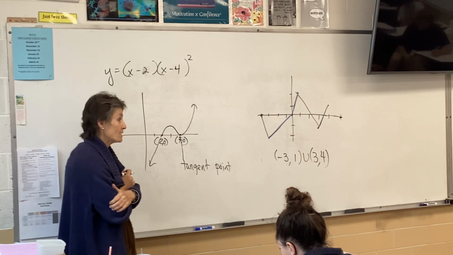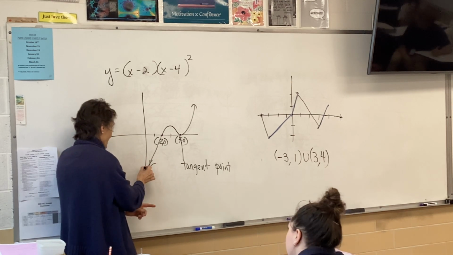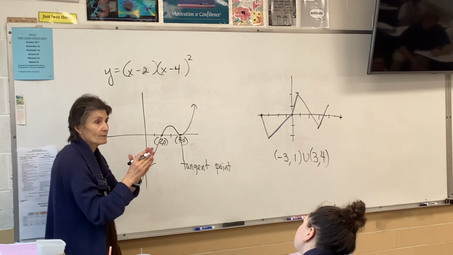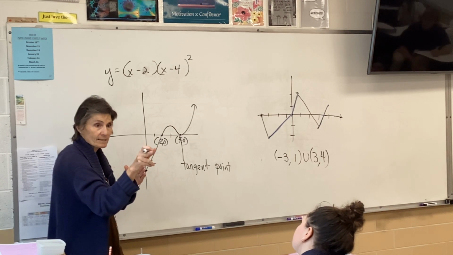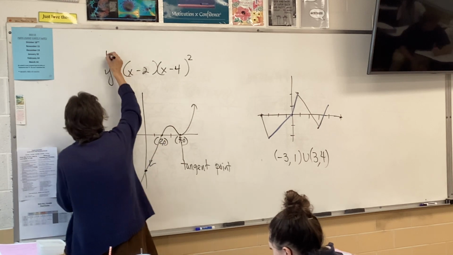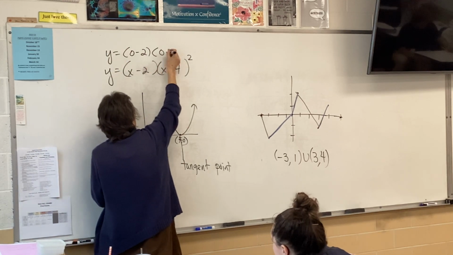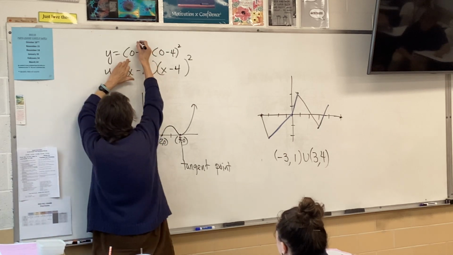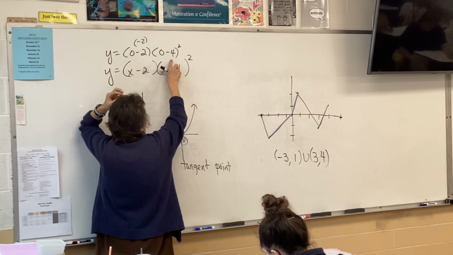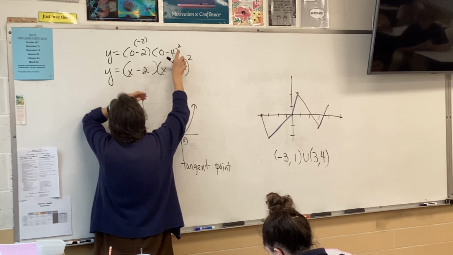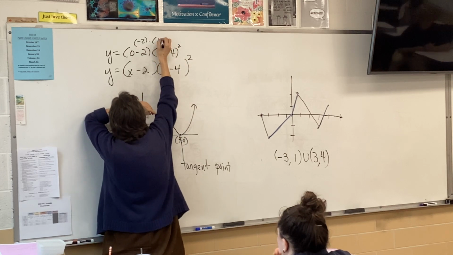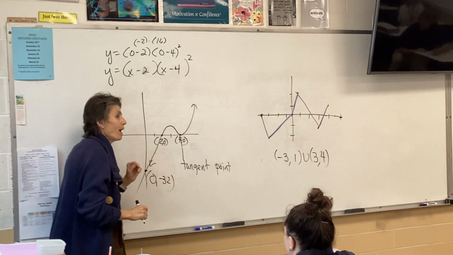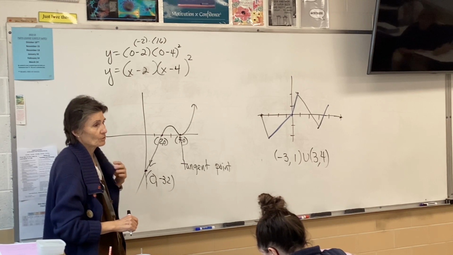Now, the only one I don't have is my y-intercept. That would be right here. We don't normally plot that, but we've already discussed it. How do you find a y-intercept? Let x equal 0. So I'll come up here, 0 minus 2, 0 minus 4 squared. I'll just plug in 0. So 0 minus 2 is negative 2. What's 0 minus 4? Squared. 16. What is negative 2 times 16? Negative 32. So your y-intercept is negative 32.